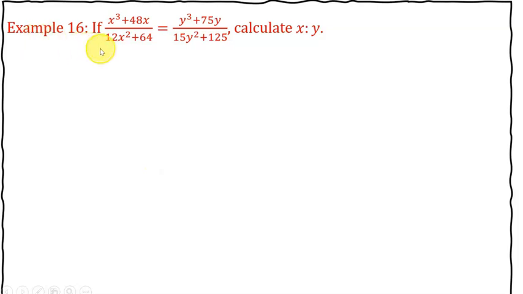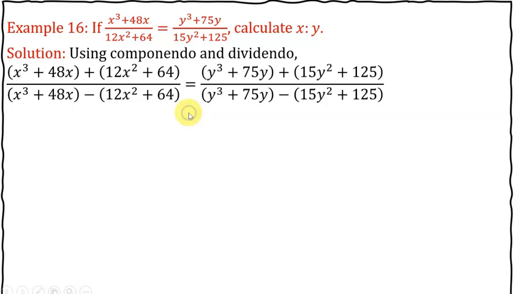Now here example number 16. If (x cube plus 48x) upon (12x square plus 64) is equal to (y cube plus 75y) upon (15y square plus 125), calculate x as to y. Again by using componendo and dividendo.